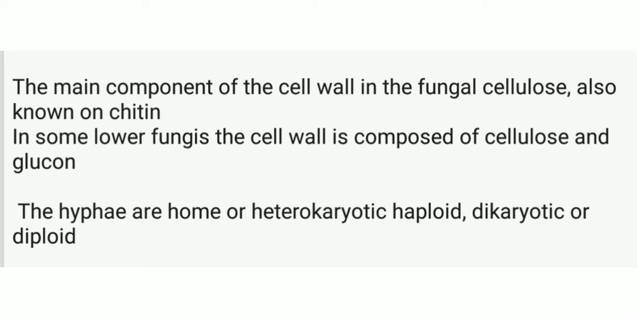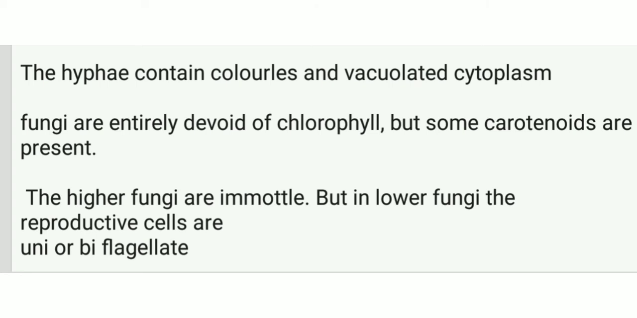The cell where two or more genetically different nuclei share one common cytoplasm is known as heterokaryotic, and homokaryotic is vice versa of heterokaryotic. And the presence of two nuclei in each cell is known as dikaryotic. The hyphae contain colorless and vacuolated cytoplasm. Fungi are entirely devoid of chlorophyll. What is devoid? They lack chlorophyll, but some carotenoids are present.